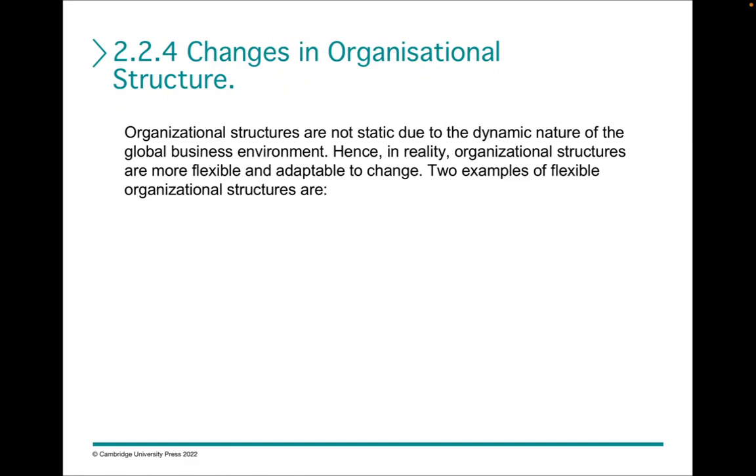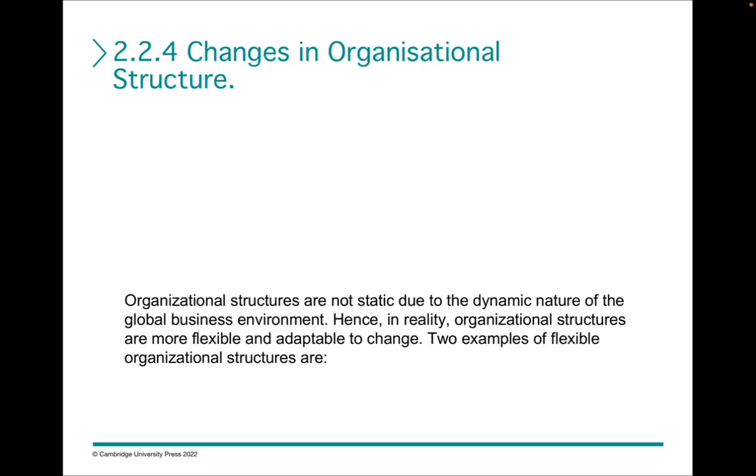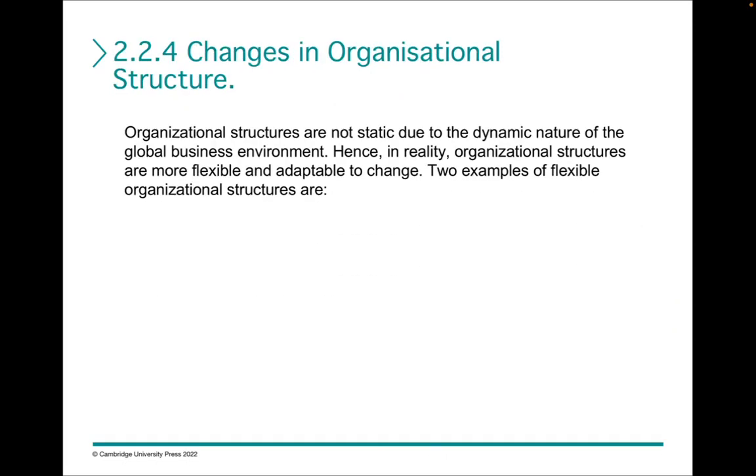Let's go back and remind you what a traditional structure, organization by function, looks like. What we're used to: quality department, production, finance, sales, marketing. So this is the traditional type of organizational structure. And yes, like we said, it does change from time to time, especially because of what goes on around us. How does it change? Well, we've got two examples of how it can change.